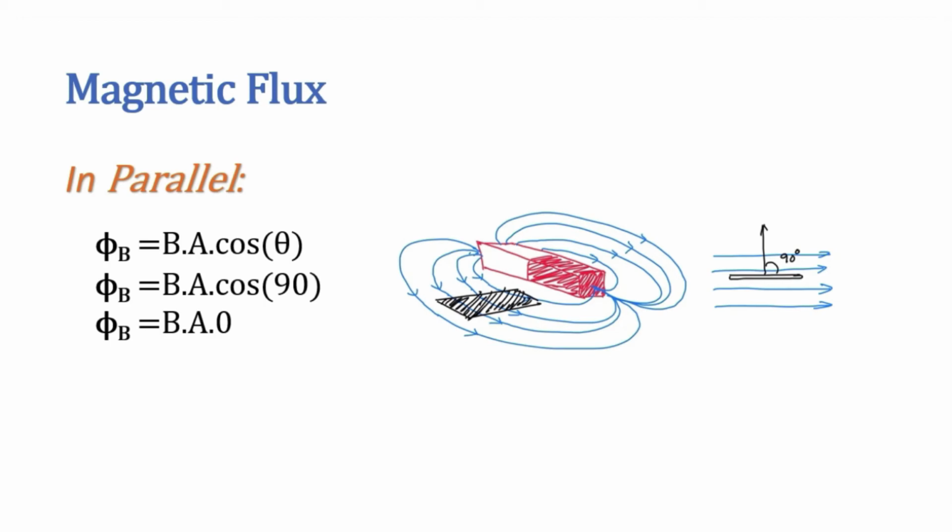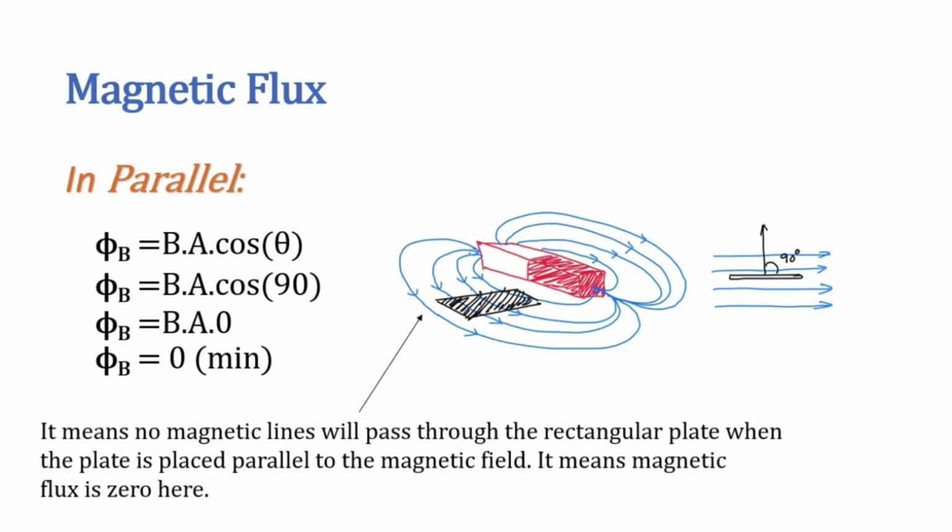We know that anything multiplied by 0 will become 0. So phi B equals 0, which is minimum. It means no magnetic lines will pass through the rectangular plate when the plate is placed parallel to the magnetic field. It means here the magnetic flux is 0.